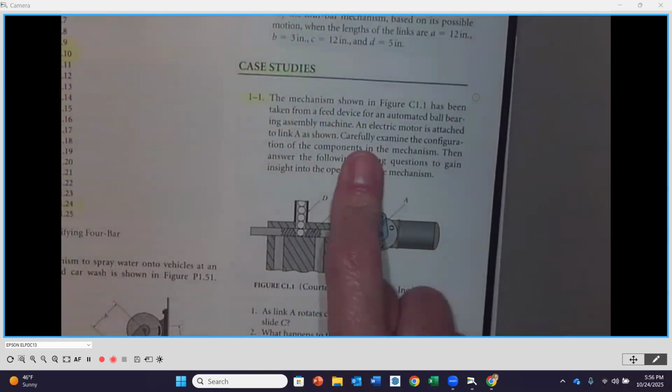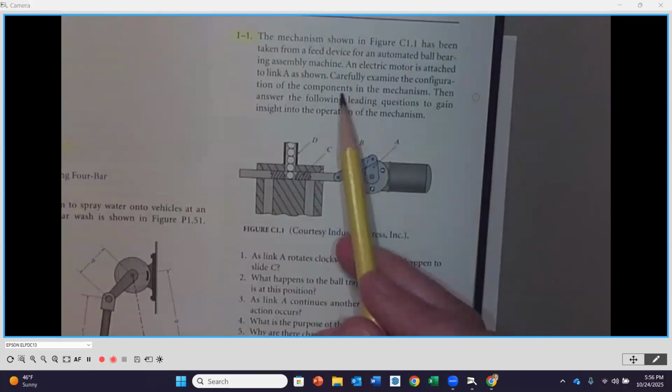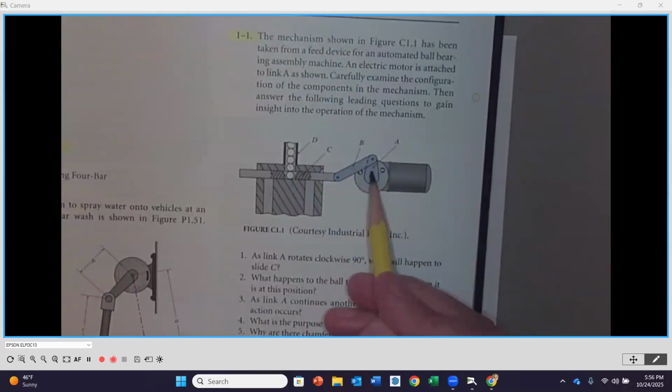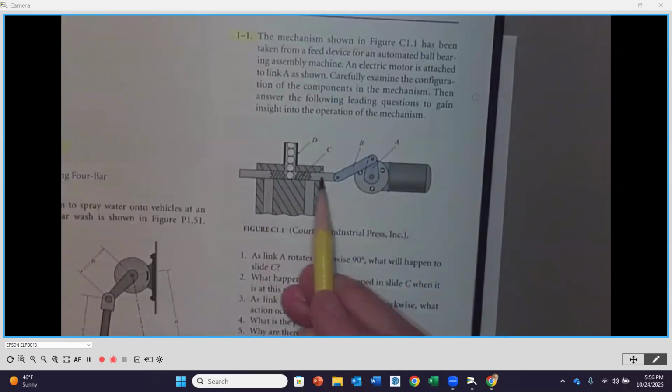Now, the last two questions that you have in this problem set are going to be the case studies. For the case studies, as we talked about last time, you're going to look at the mechanism we see here, and they give you a little bit of an explanation. Basically, this is a motor, it's going to rotate around. This is going to be our crank that's going to rotate around, connecting link. And then we've got this slider going in and out, in and out. Basically what it's doing is distributing these ball bearings into little chutes that are then going to place them wherever they need to go.